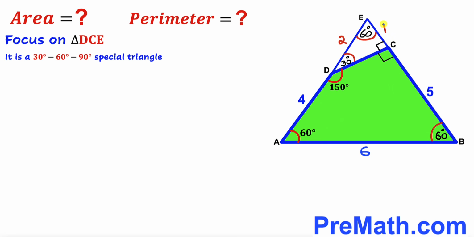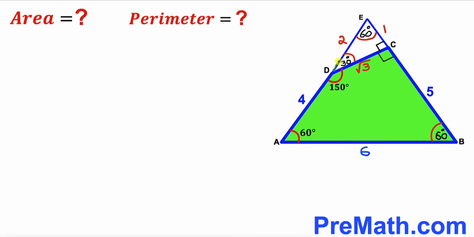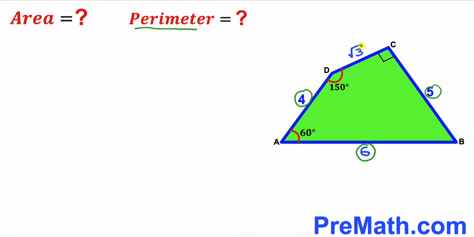If this side is 1, this side is 2, then this third leg has got to be the square root of 3. So thus our this CD length turns out to be square root of 3. So thus we finally figured out all these side lengths of this green shaded quadrilateral. And now we can easily calculate the perimeter of this quadrilateral by just simply adding up all these side lengths.